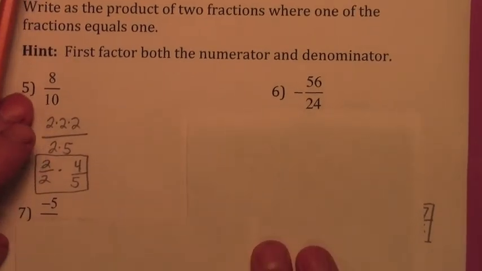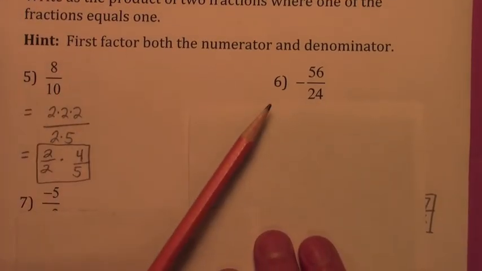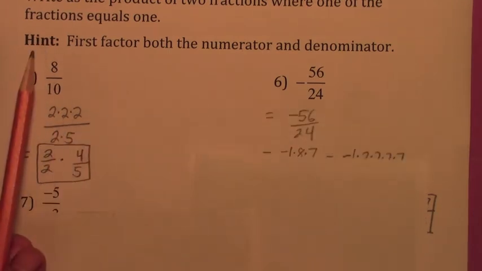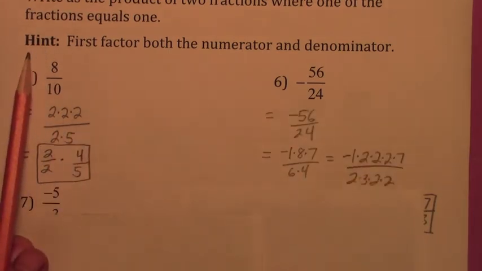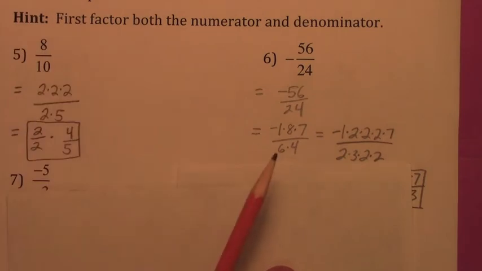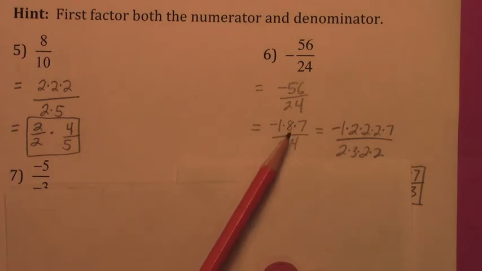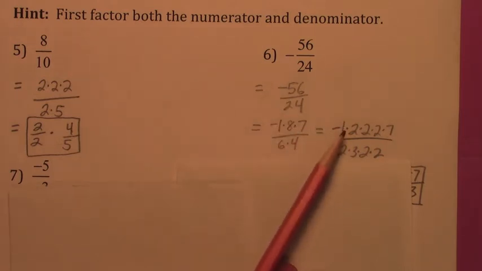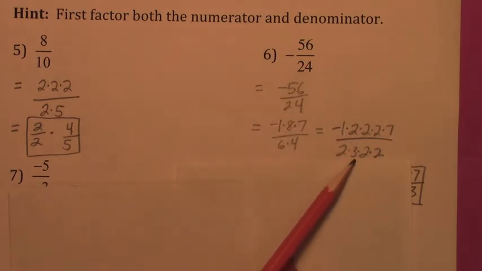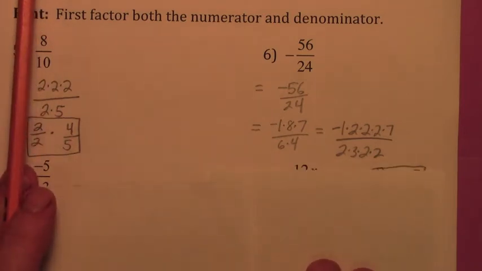For this one, we're trying to write it as the product of two fractions where one of them equals 1. Let's move that negative up on top. And then what we're going to do is factor the top and bottom completely. So it's time to get good at this. If you're not already, get really good at factoring. 56 is 8 times 7, 8 is 2 times 2 times 2, so when all the dust settles, you factor it. Now what are you going to form your 1?